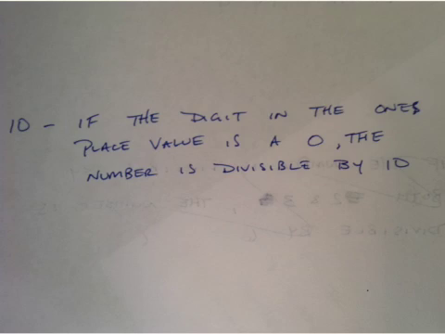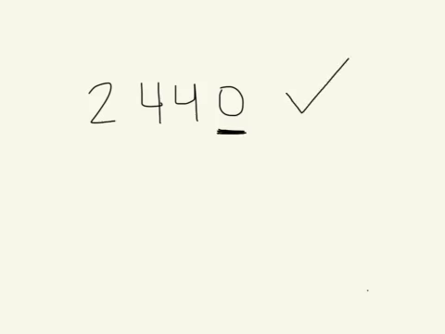The divisibility rule of 10 says if the digit in the ones place value is a 0, the number is divisible by 10. So if we take a look at this one, if we're doing a number such as 2440, again, just like the divisibility rule of 2 and 5, the divisibility rule of 10 says we look at the ones place value. Here we have a 0, therefore it is divisible by 10.